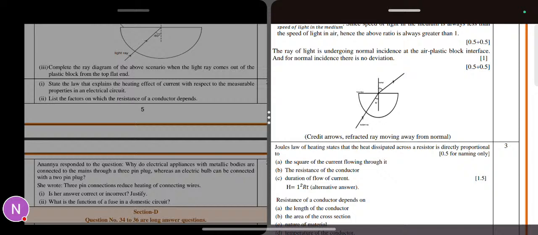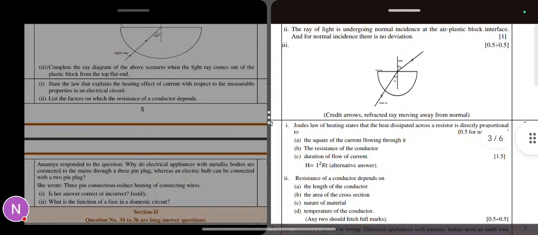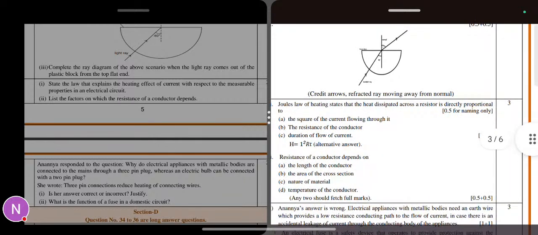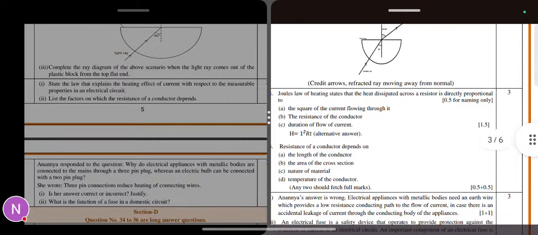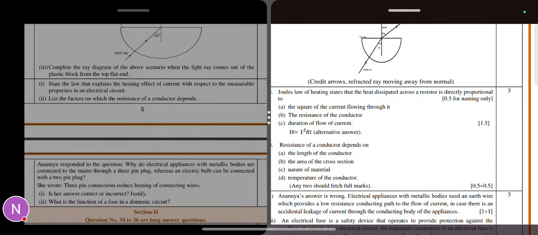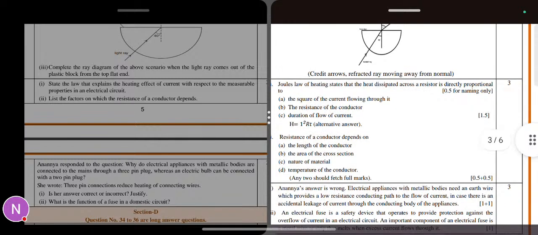Next, second question, list out the factors on which the resistance of a conductor depends. Resistance of a conductor depends on the length of the conductor, the area of cross section, the nature of the material and the temperature of the conductor. Any two should be written. Then only you will get full marks.